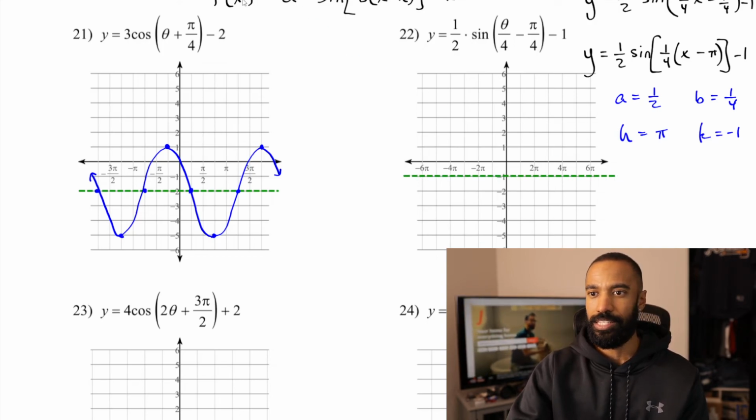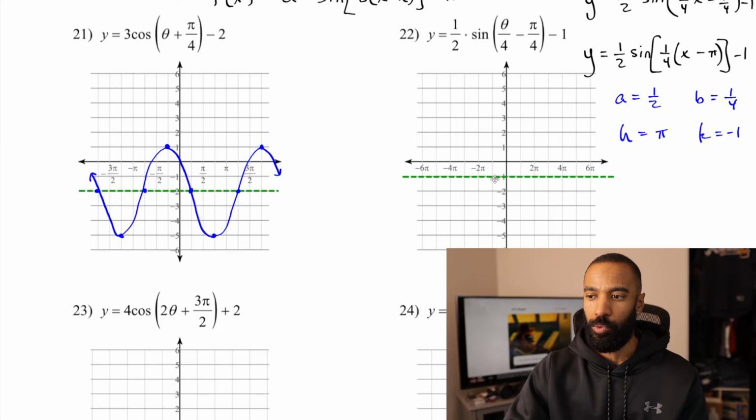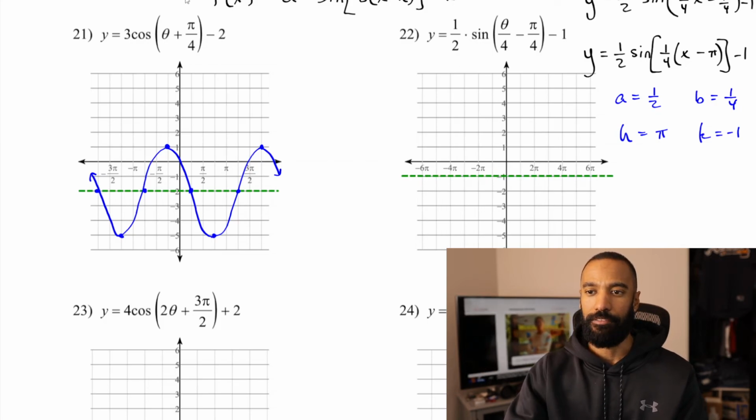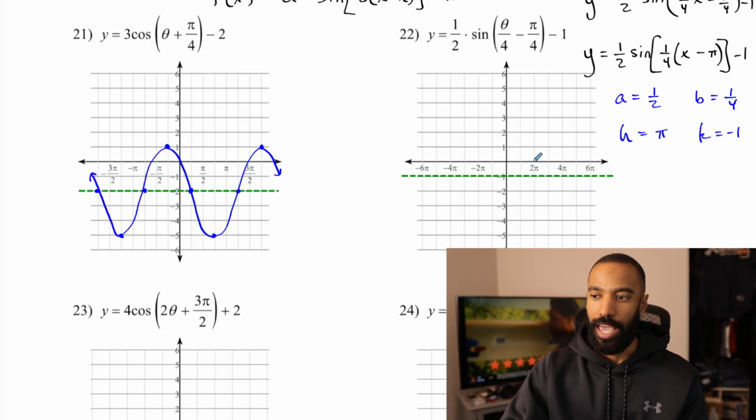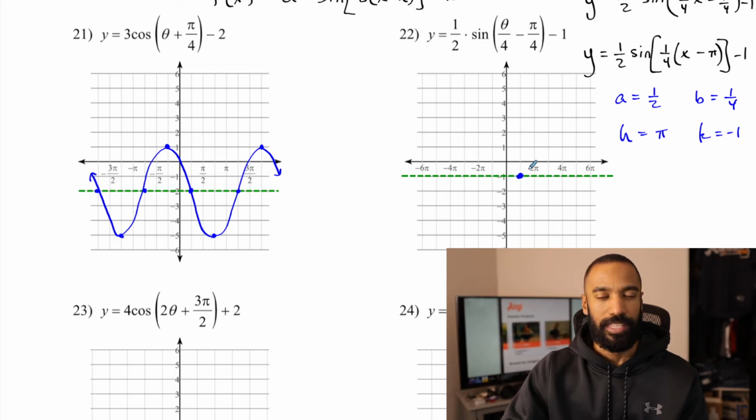Y equals -1. This is a sine graph. That means we will be on the midline to begin with, but we have to also horizontally shift pi units over. We're going to start, and by the way, here's 2 pi. We're going to start at pi right there. There we go. That's pi.